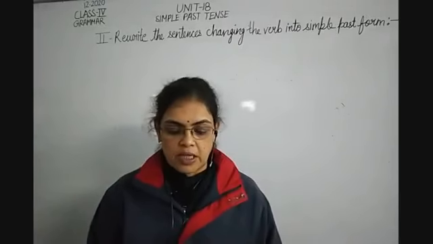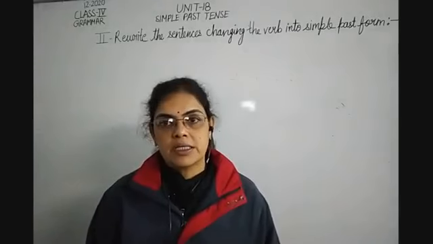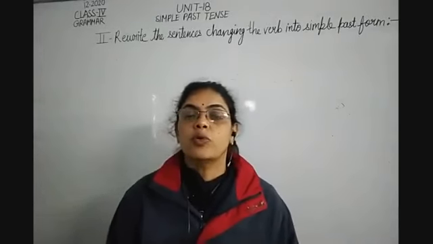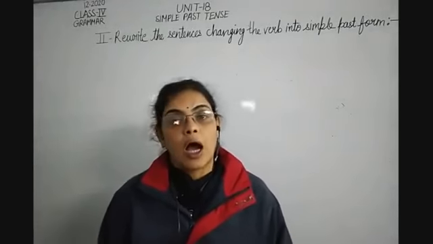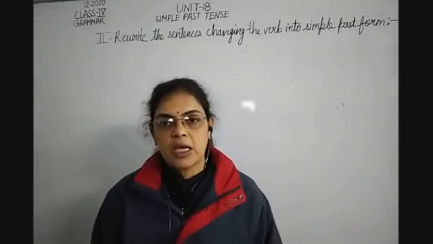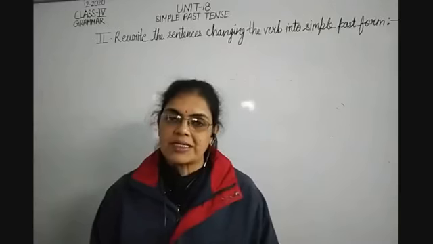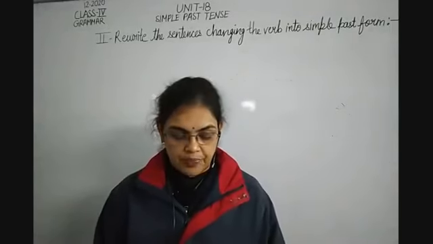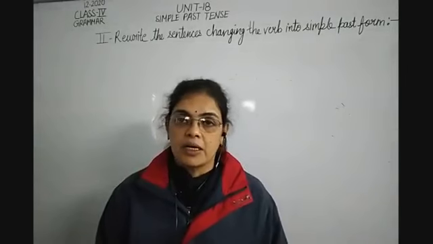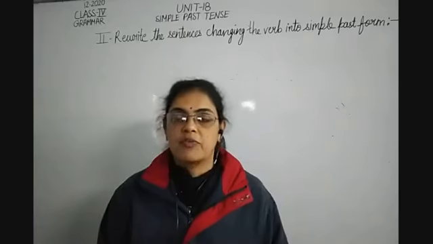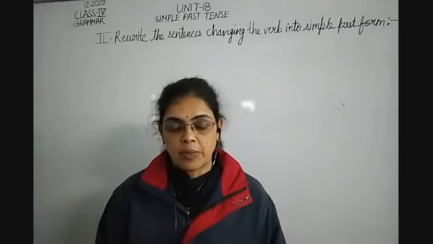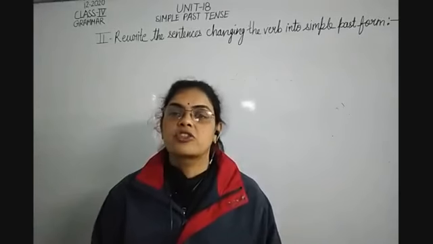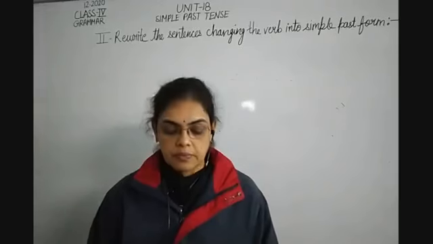The first one. The guard hears a strange noise. Now what we have to do? First of all, we need to identify and underline the verb. So the verb in the sentence is here. Please underline the verb hears. And then we will change the verb to the past form. That will become heard. And the sentence will be, the guard heard a strange noise.